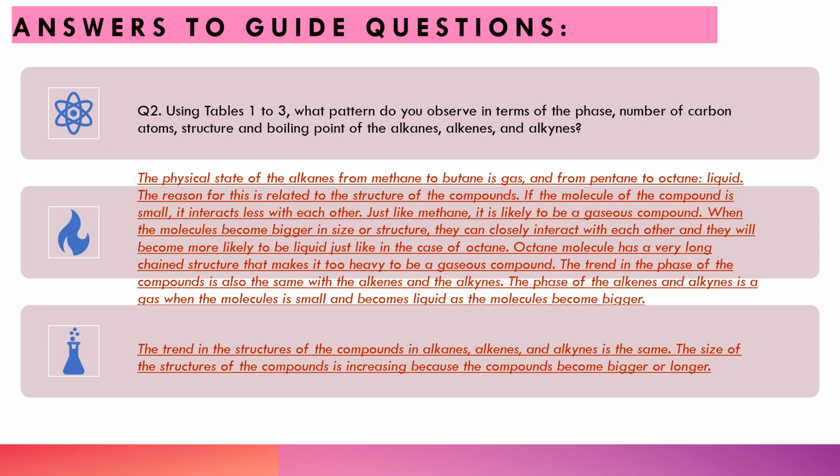The trend in the phase of the compounds is also the same with the alkenes and the alkynes. The phase of the alkenes and alkynes is a gas when the molecules are small and becomes liquid as the molecules become bigger. The trend in the structure of the compounds in alkanes, alkenes, and alkynes is the same. The size of the structures of the compounds is increasing because the compounds become bigger or longer.